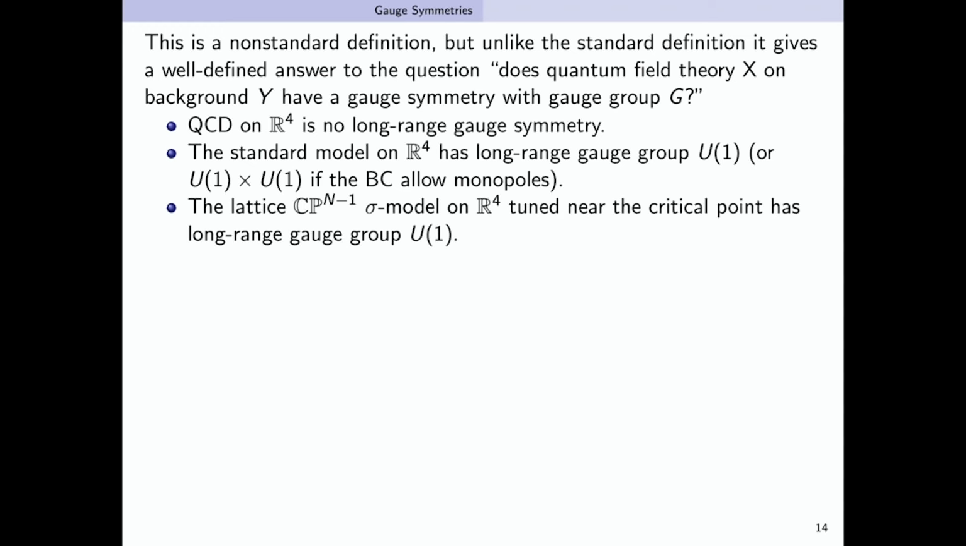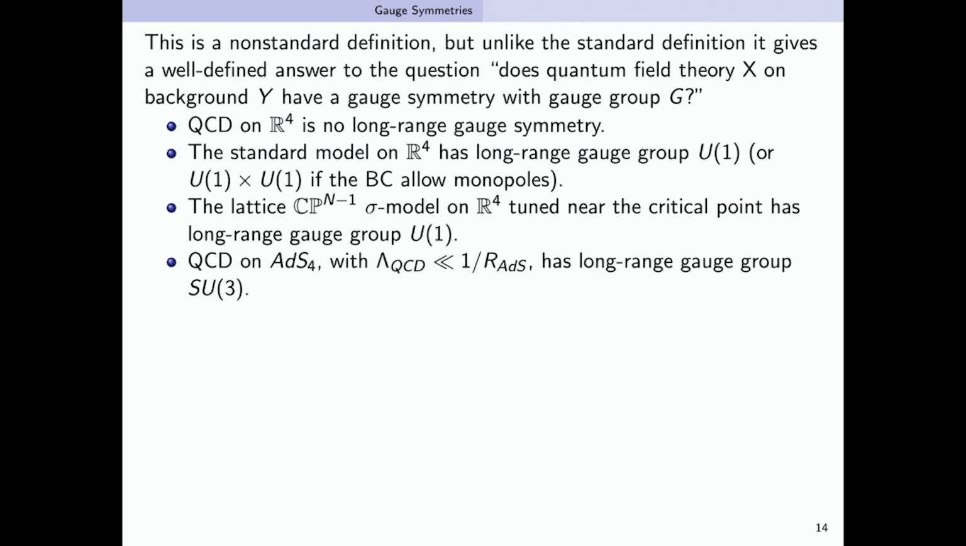The gauge symmetry doesn't need to be fundamental, right? So if you do the CPN sigma model on R4 and the lattice, tuned to the critical point, it has a long-range gauge group U1, even though there's no gauge fields in the Lagrangian. QCD in AdS4, if the QCD scale is low compared to the AdS scale, has a long-range gauge symmetry SU3, where you have weakly interacting quarks and gluons in AdS.